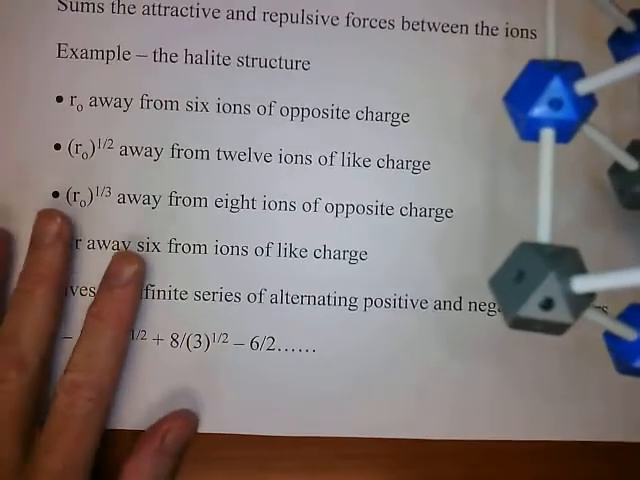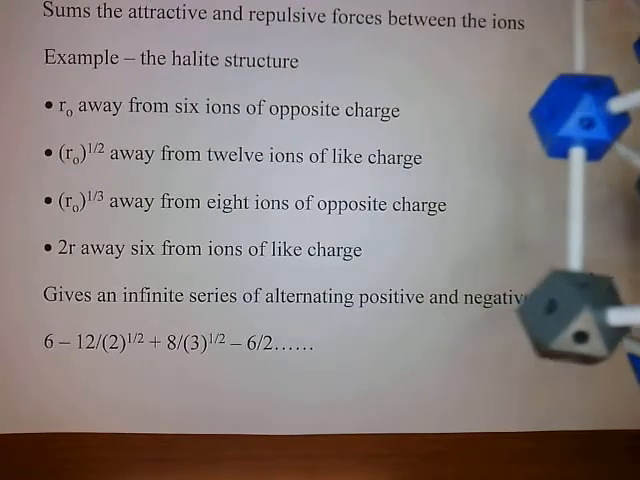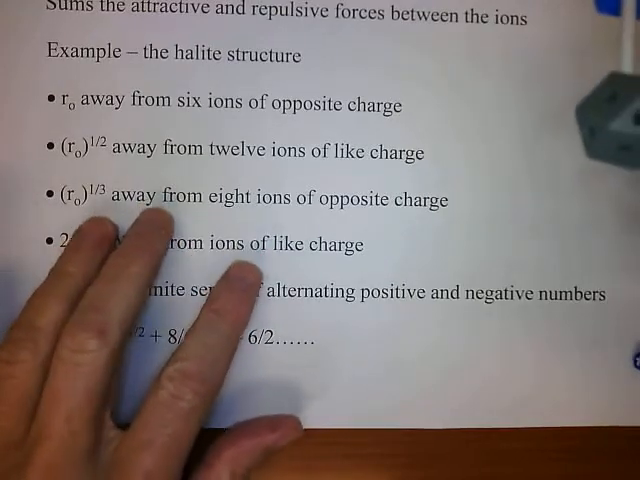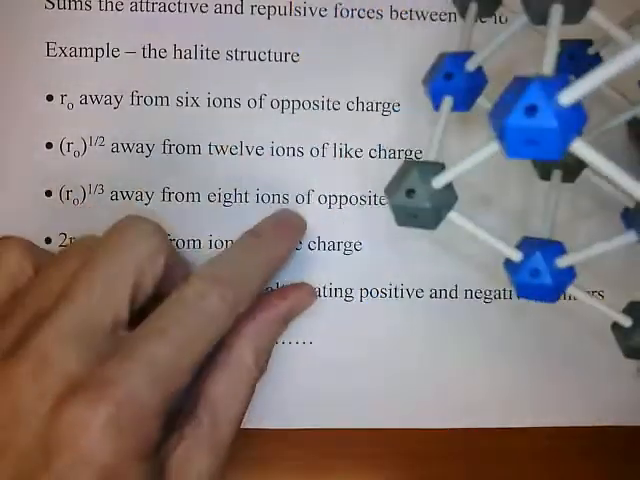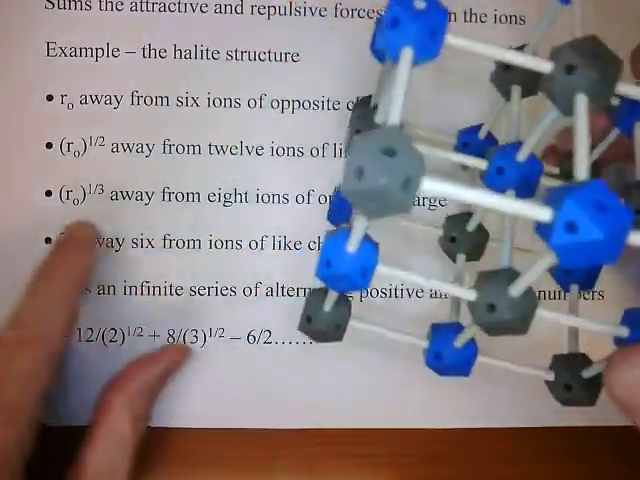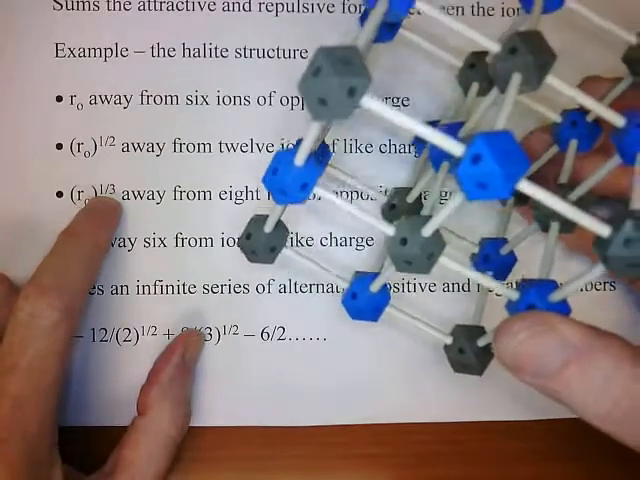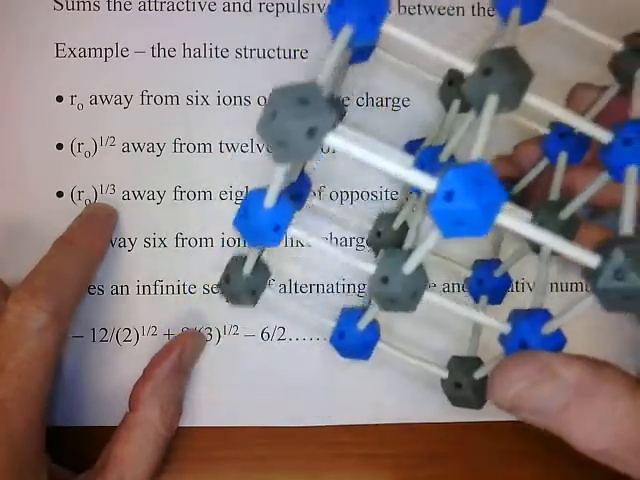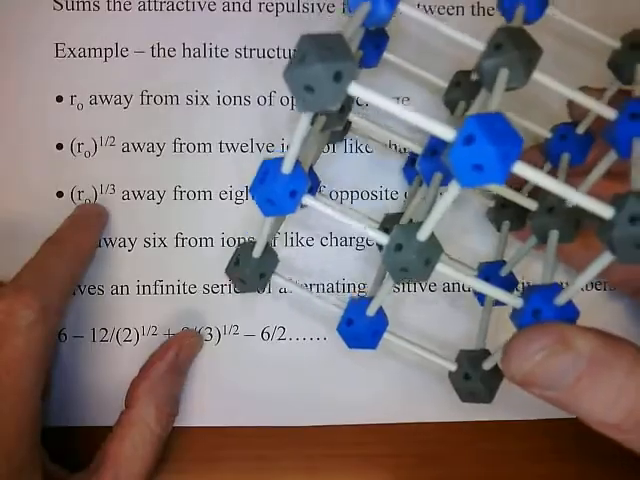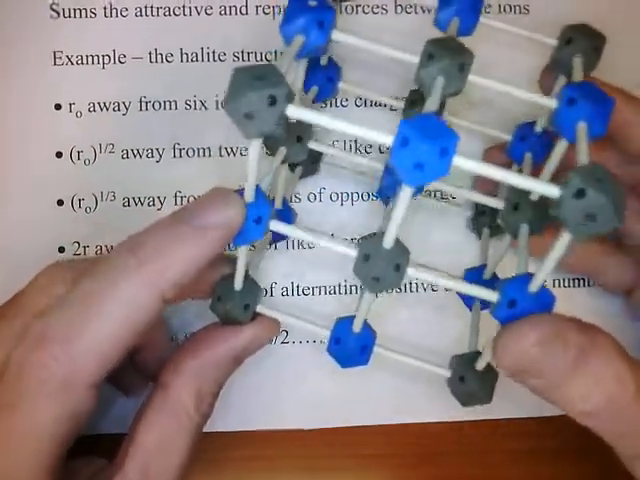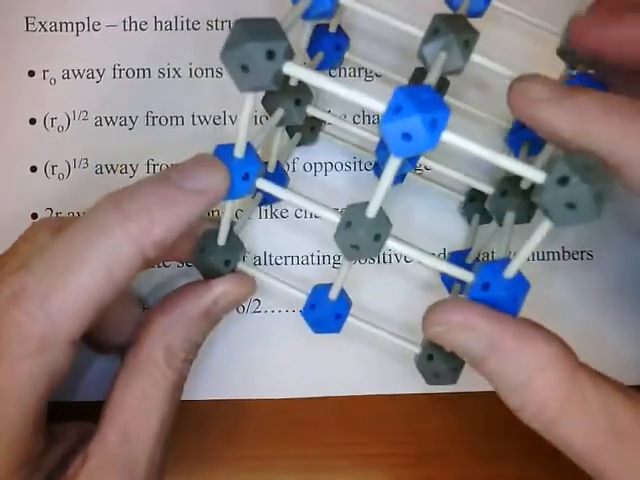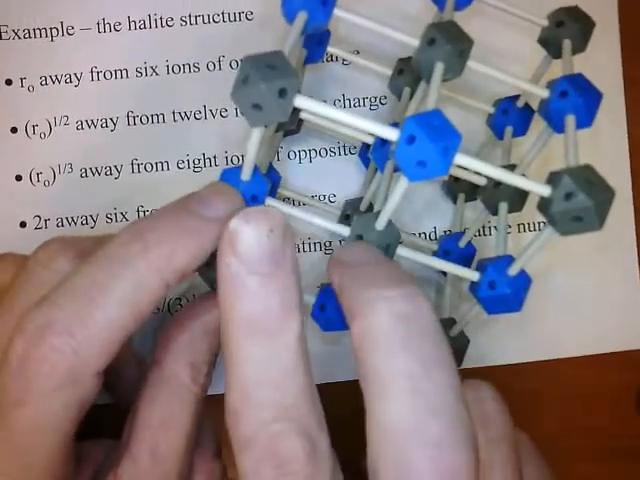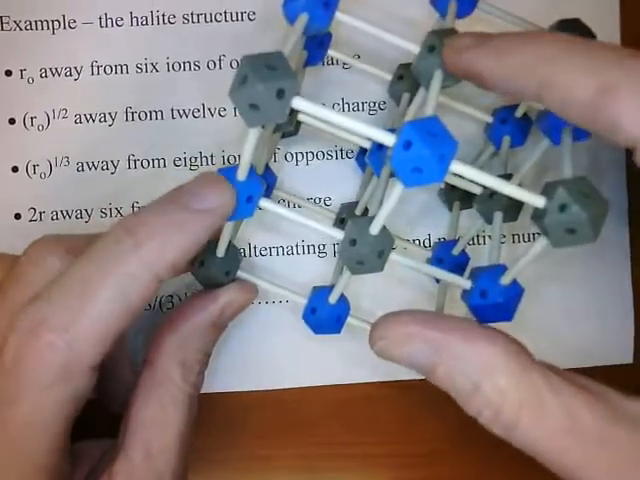Now we're R naught square root of 3 away from 8 ions of opposite charge, so we're back to opposite charges again. Can we find these in here? Square root of 3 sounds like we're going through a cube diagonal. We talked about the body-centered cube, where atoms touch along the cube diagonal, which is square root of 3. So we're going through a cube diagonal here. For example, we'd be going from this atom to this atom. If this distance is R, then this distance would be R square root of 3.